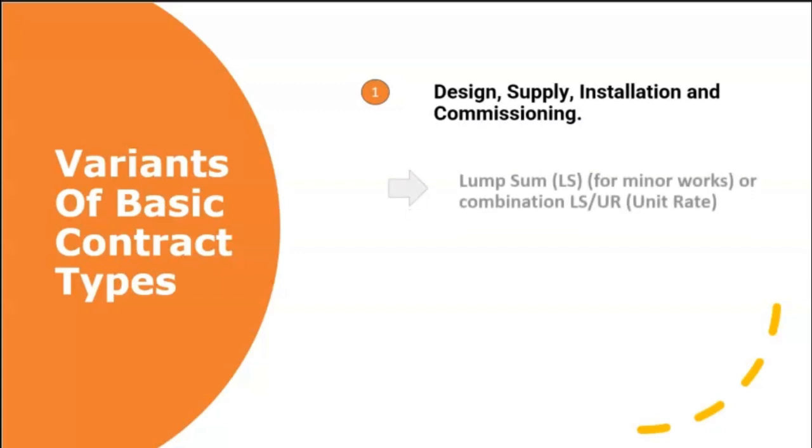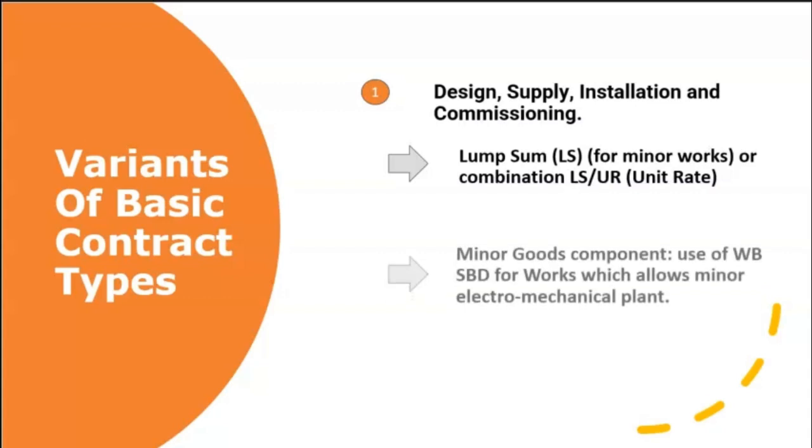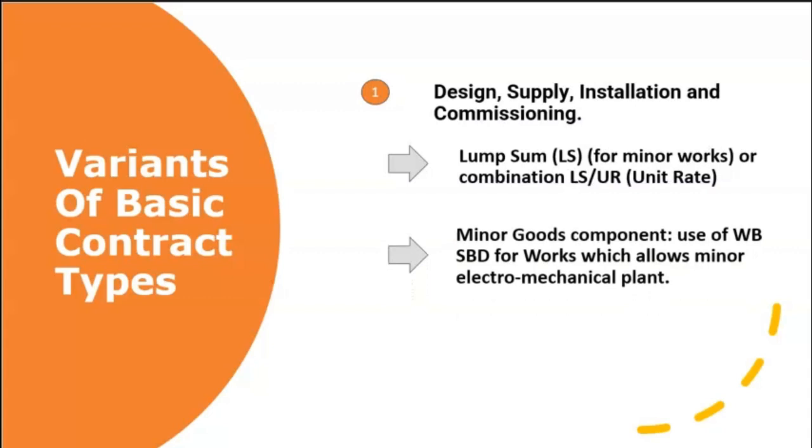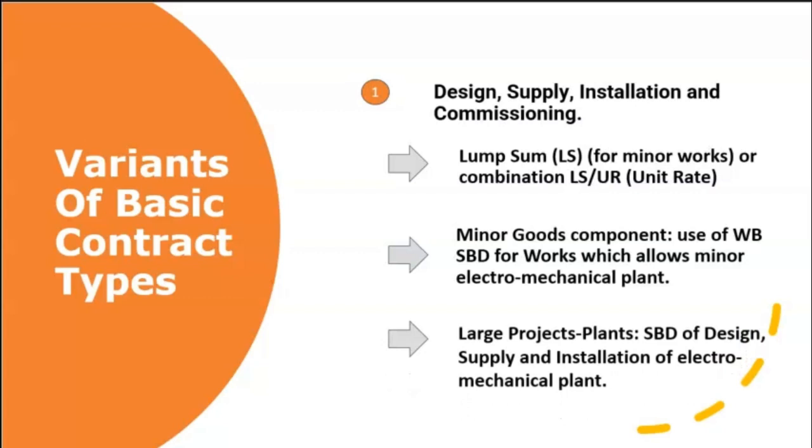Where you have minor works, you can apply the lump sum contract or combination of lump sum and unit rate contracts. Where you have minor goods component, you can use World Bank standard bidding document for works which allows minor electromechanical plants. But if you have large plants, you can use World Bank standard bidding document for design, supply, and installation of electromechanical plants. The next one is design and build contract.